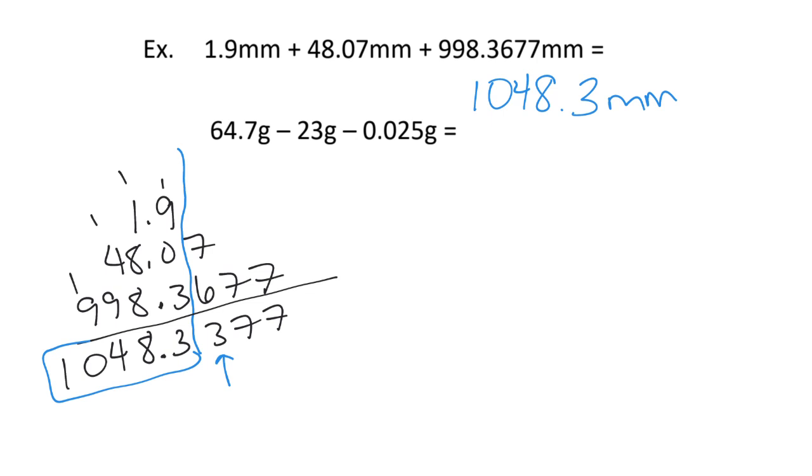So you don't have to worry about one having only 2 significant digits. Your answer doesn't have to have 2 significant digits. As I said, when you're adding and subtracting, we just worry about the places past the decimal. So let's do the next one.